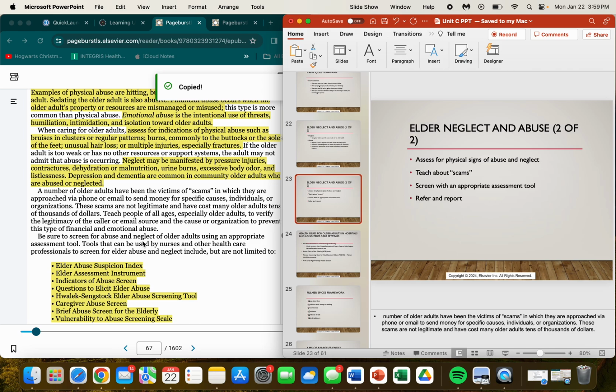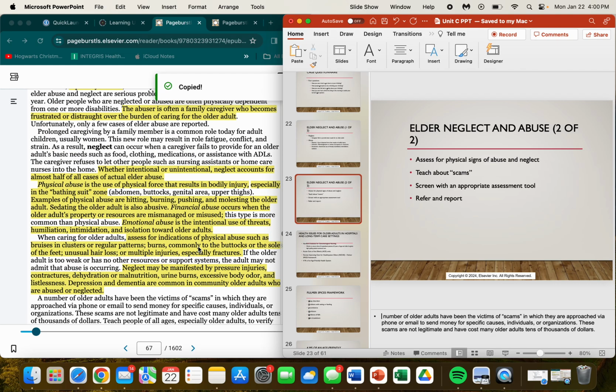Neglect can manifest as different things: pressure injuries, contractures, dehydration, burns, and body odor. Depression and dementia are also commonly manifested in adults who have been neglected or abused. And then your book talks about scams.